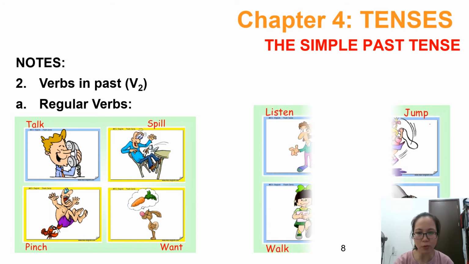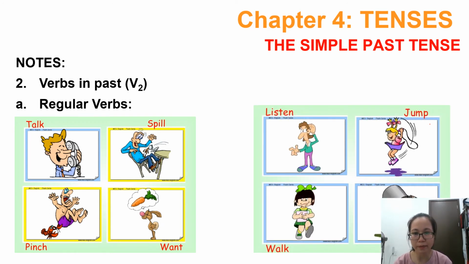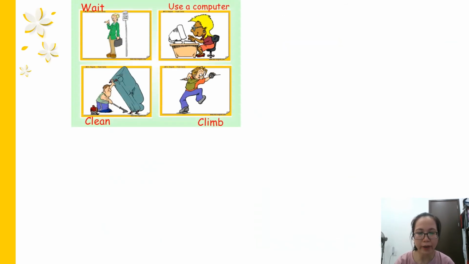Let's move to the next one. Okay. Listen, listened. That's right. Jump, jumped. That's great. Walk, walked. So those are some of the verbs. Okay, and let's move to the next. Is that okay? We have something else. Wait, waited. That's right. Use, used. Okay. Clean, cleaned. Climb, climbed.